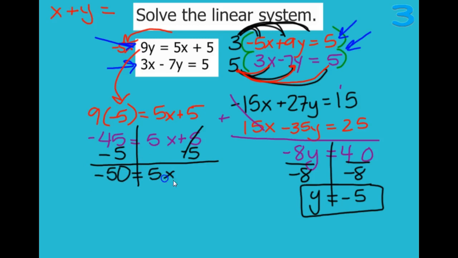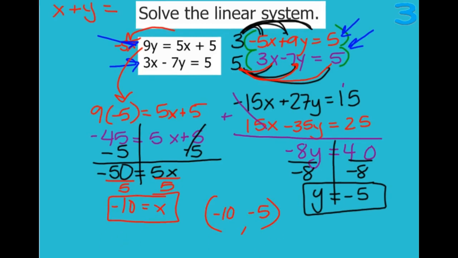Then we have 5x. So divide by 5. x should equal a negative 10. 50 divided by 5 is 10. So our answer is negative 10, comma, negative 5. Oops, next page.